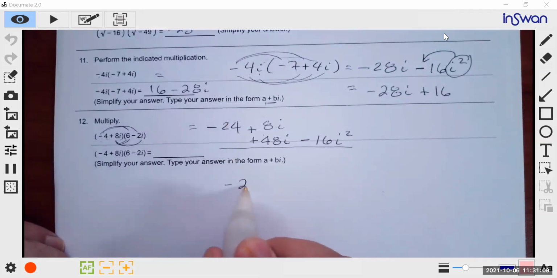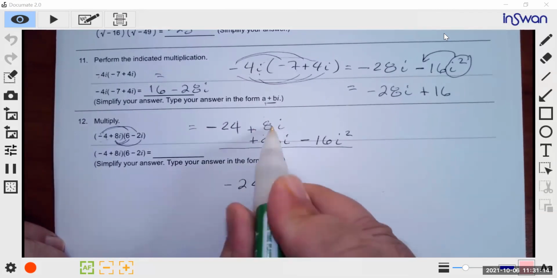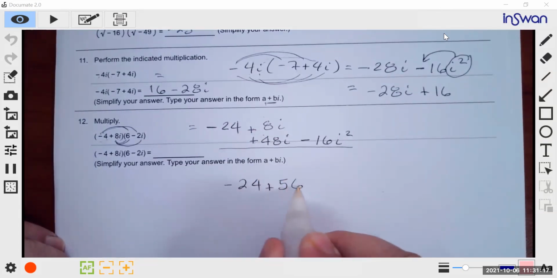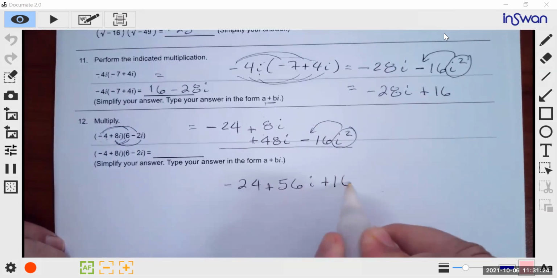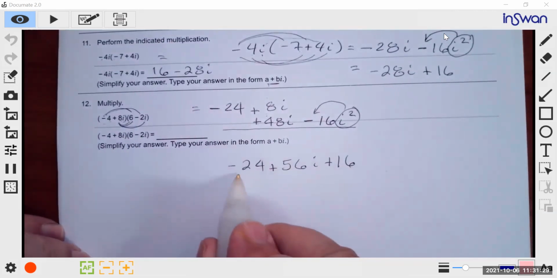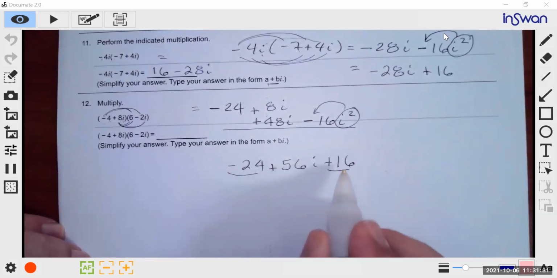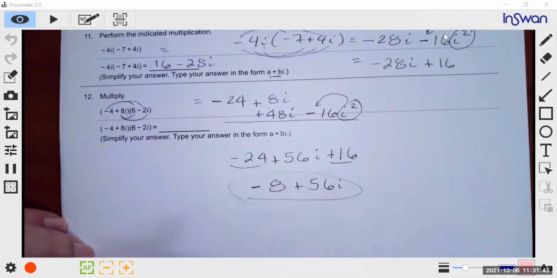So bring down the negative 24. They're both positive, so the answer is positive. 48 plus 8 is 56. And the i squared just changes the sign in front of the 16, so it's plus 16. Right. So now we combine like terms. Negative 24 plus 16. 24 is bigger, so the answer is negative. 24 minus 16 is 8, so it's negative 8 plus 56i. That's your answer.